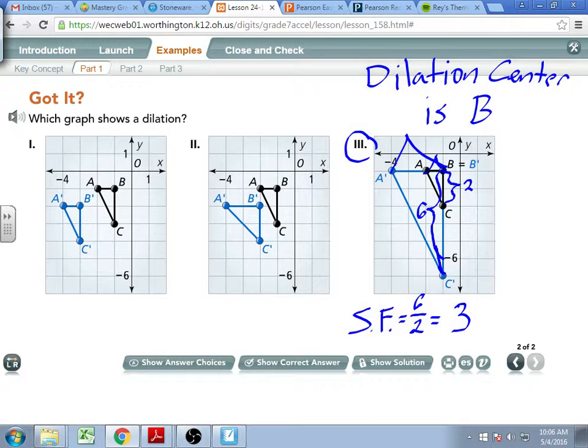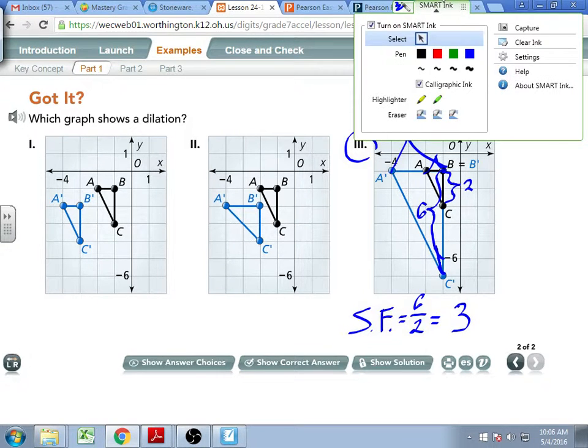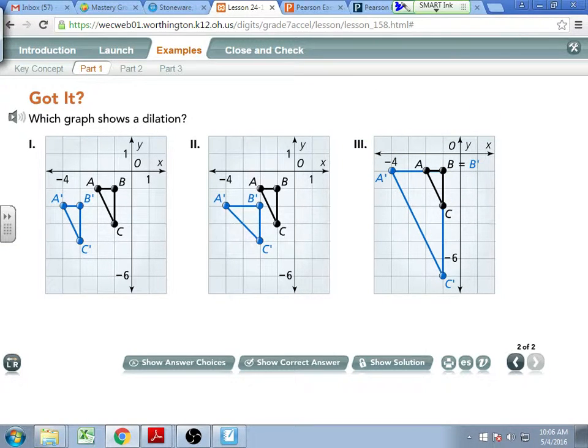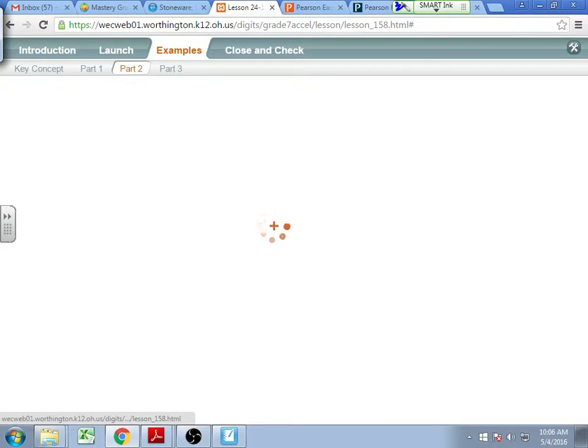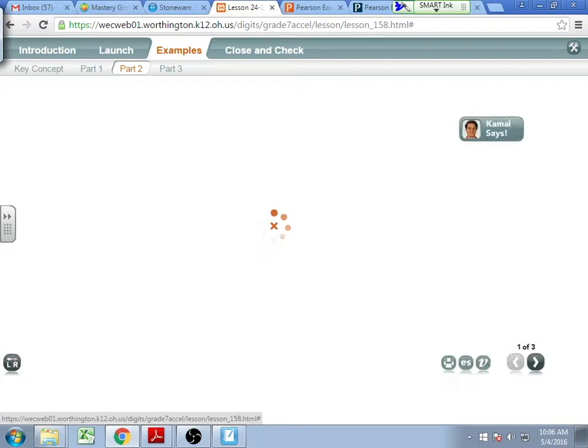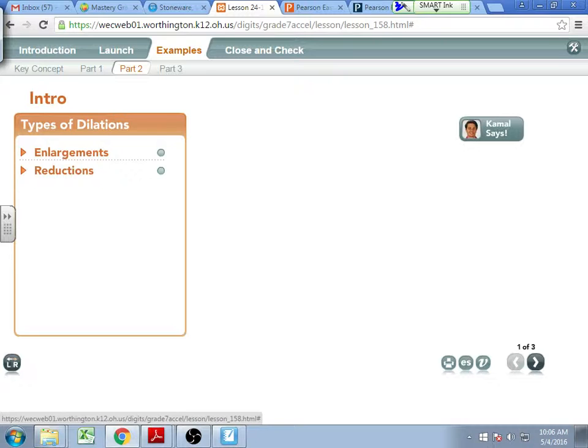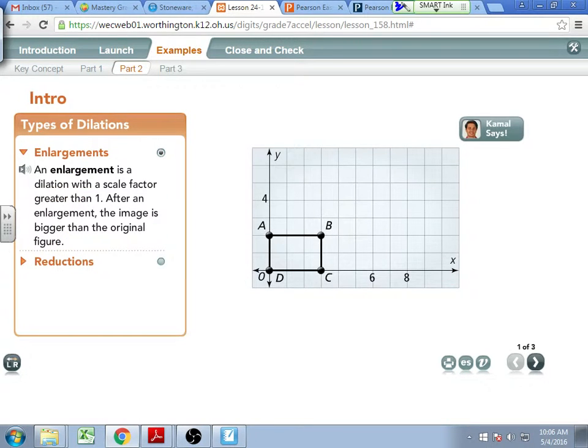On the back, you want to draw an enlargement with a scale factor of 3 for that rectangle. Dilation center of the origin. So we want to draw the image. Because remember, what we start with is our pre-image. You want to draw an enlargement with a scale factor of 3. Suppose you have rectangle ABCD. You want to enlarge it using scale factor 3 with center of dilation at the origin.